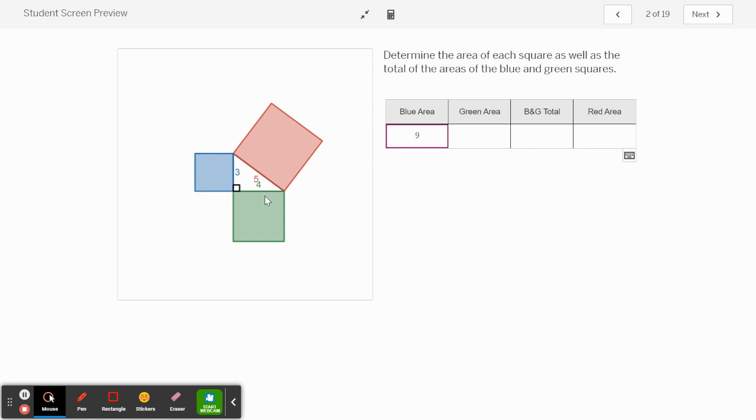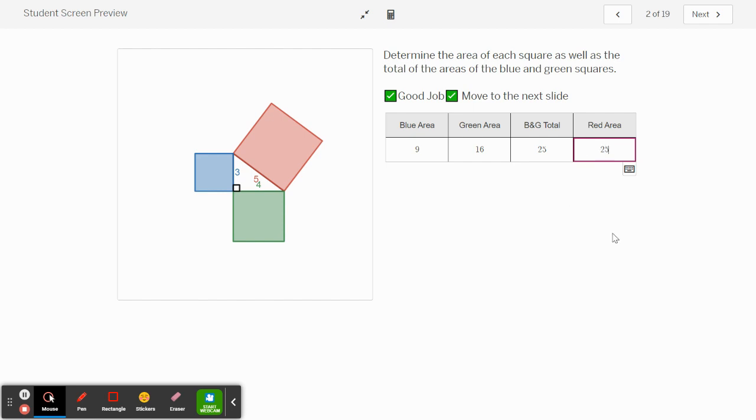If we look at the green area, it has a length of 4, so that means the other direction is also 4. So the green area would be 4 times 4, which is 16. Now it says B and G total. That means add the 9 plus the 16. So if I add the 9 plus 16, I get 25. Then it asks for the red area. The red has a length of 5, so that means this other side is 5. So its area would be 25.